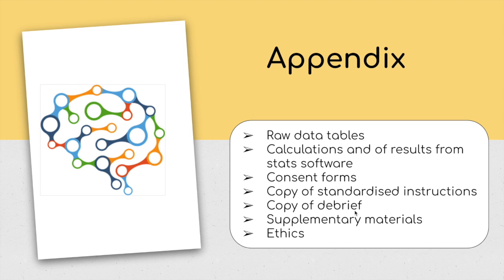A copy of the debrief you gave to your participants, any supplementary materials, pictures, word lists, anything like this, and also your ethics. How did you meet the ethical criteria? Many of you did not include this, or you included it within the main body of your IA, which is unnecessary and takes away a lot of your word count. You just need to mention in your IA that you've done it, and please refer to it in your appendix.